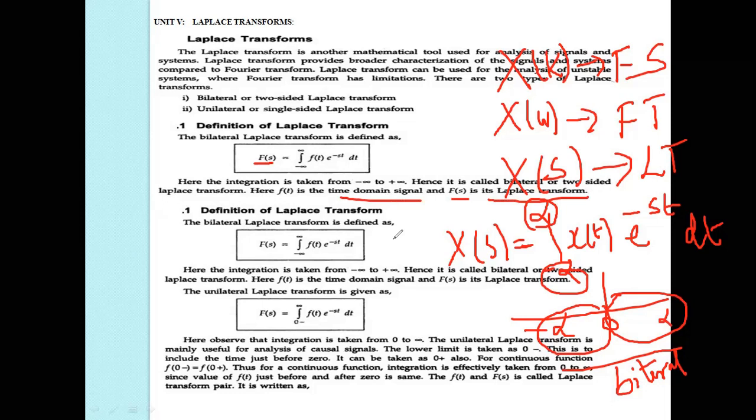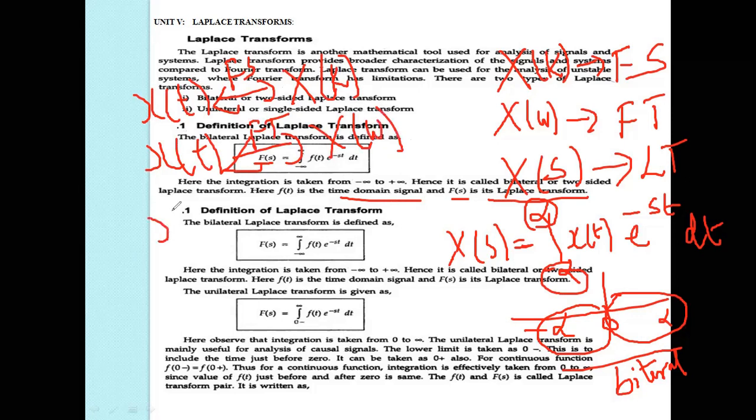If we take the signal x of t, the time domain signal: first we take the Fourier series, x of k; for x of t, the time domain function, we apply the Fourier transformation to get x of omega. Now I am taking x of t with the Laplace transformation, x of s.